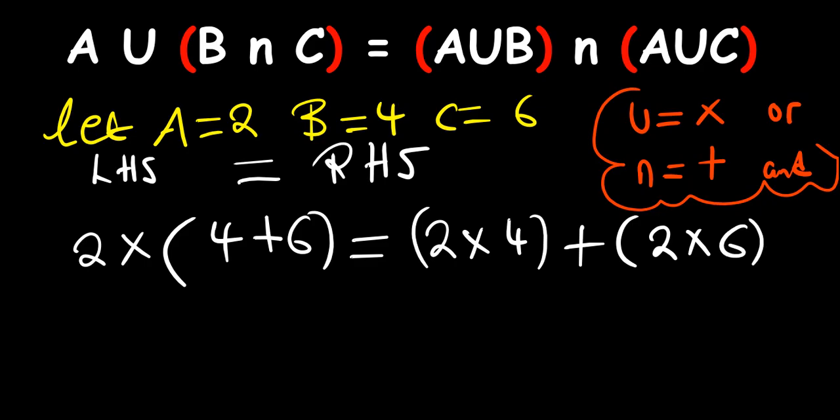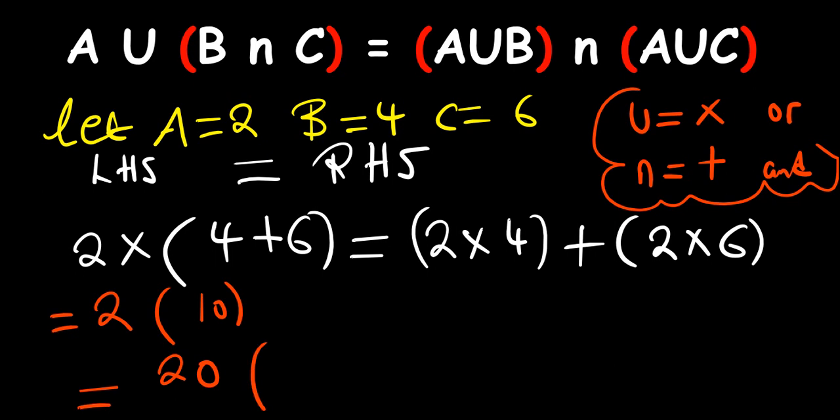Let's solve the two and see if we're going to get the same answer. Let me first solve what is in the bracket. So I'm going to say 2 is multiplying by 4 plus 6. 4 plus 6, we know that gives us a 10. Then if I solve 2 multiplied by 10, that is a 20. So on the left hand side, we're getting a 20. That is the left hand side.